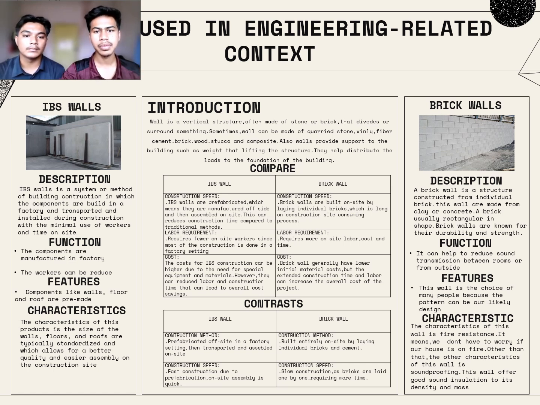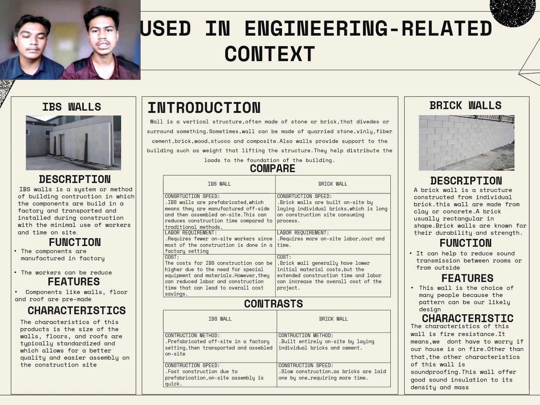The function of the IBS wall is that the components are manufactured in a factory. This approach contrasts with traditional on-site construction methods, where most of the work is done at the construction site. Also, this method can reduce the workers on site.